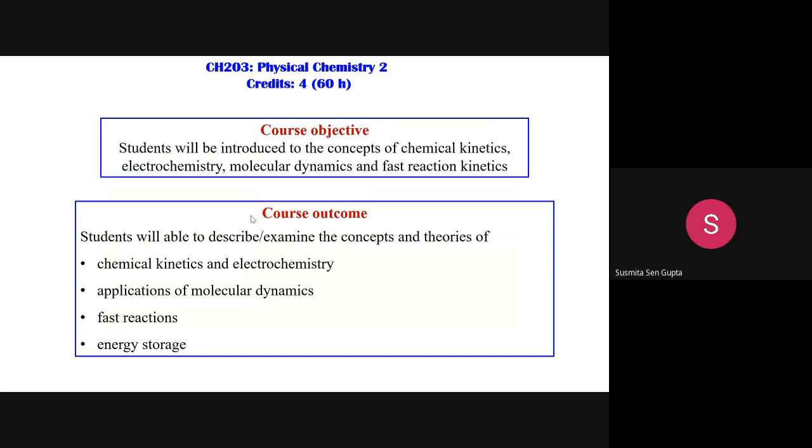Then the physical chemistry. Physical chemistry again 4 credit course. What will there be? Chemical kinetics, electrochemistry, molecular dynamics and fast reaction kinetics. So there will be many units of kinetics. And the students will be able to describe or examine the concept of chemical kinetics and electrochemistry, applications of molecular dynamics, fast reactions, and along with that chapters on energy storage, this battery and all these things. So this is the course for physical chemistry.